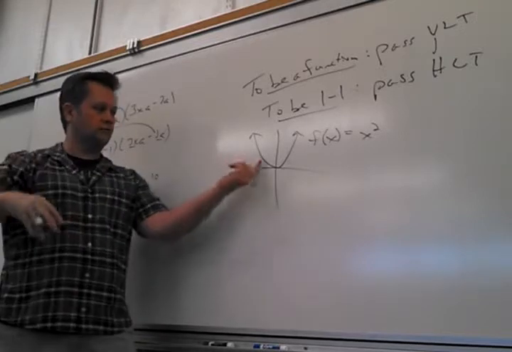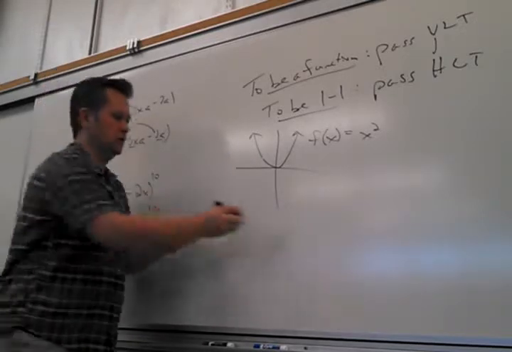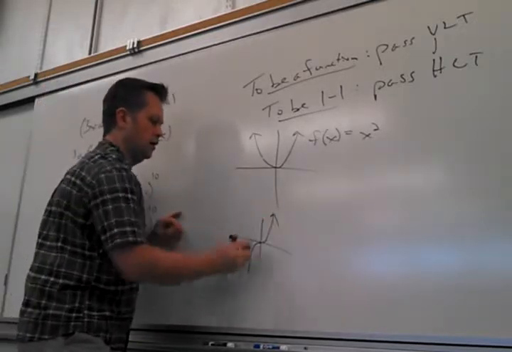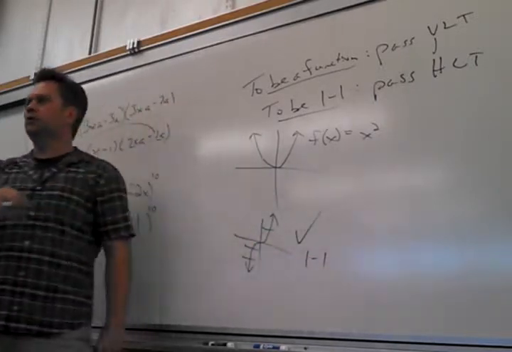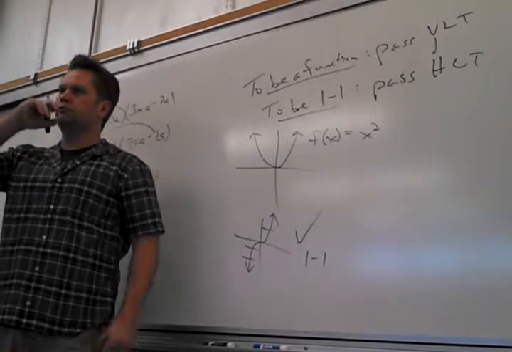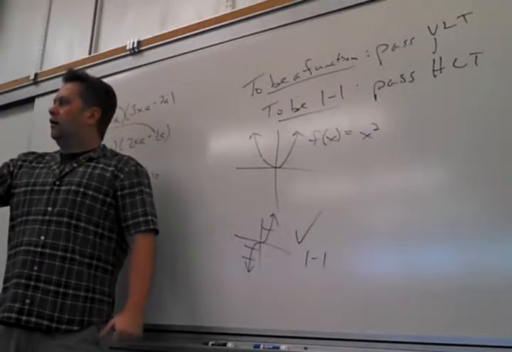X cubed would work because this falls out of the way, right? So x cubed would totally work. Wow. Because now it passes the horizontal line test. Check. It's 1 to 1. It's invertible. And its inverse, of course, is the cube root of x.